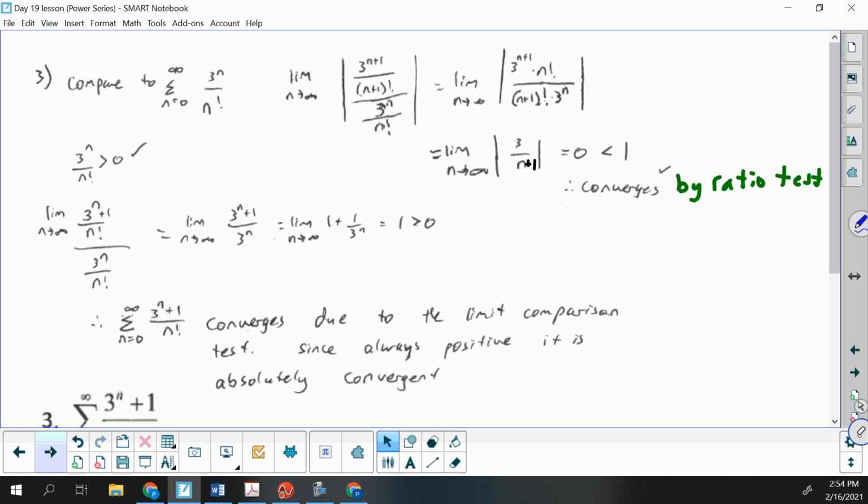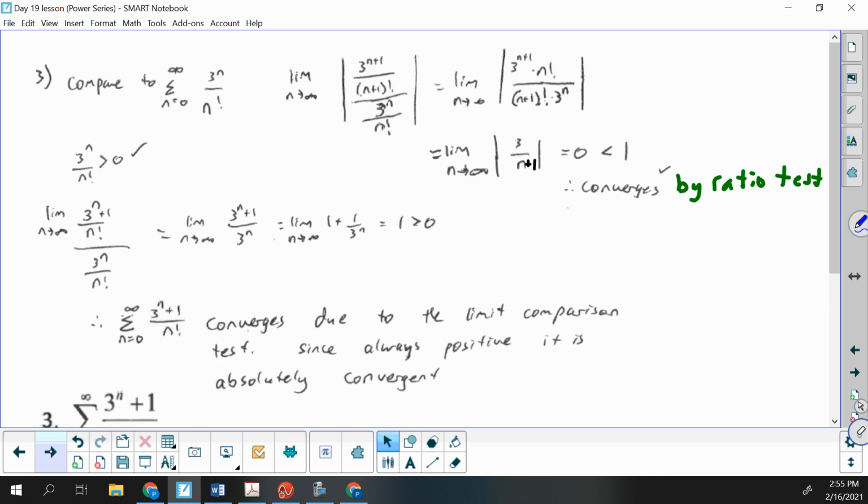Next one, we're going to compare our original series to 3 to the n over n factorial. For that series, do a ratio test, next term divided by current term. With your factorials, you got an n plus 1 left on the bottom. With your 3's, you got a 3 left on top. As n goes to infinity, that's 0, which is less than 1, so therefore it converges by the ratio test.